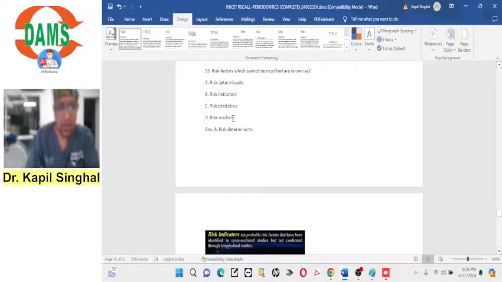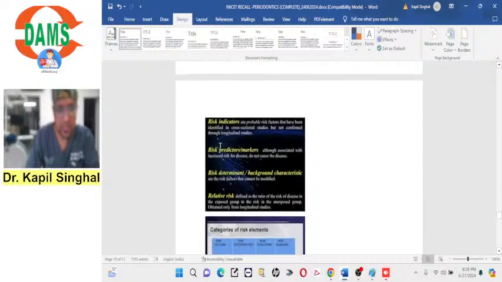Next question. First we need to understand these four definitions. Very, very important. What is a risk indicator? He can give you this definition and ask you what this is. A risk indicator is basically a risk factor that is identified by cross-sectional studies but not confirmed by longitudinal studies. Please remember the definition word by word. They ask you specifically by giving the definition. Risk predictor and marker are the same thing. They are associated with increased risk of the disease, but they do not cause the disease.